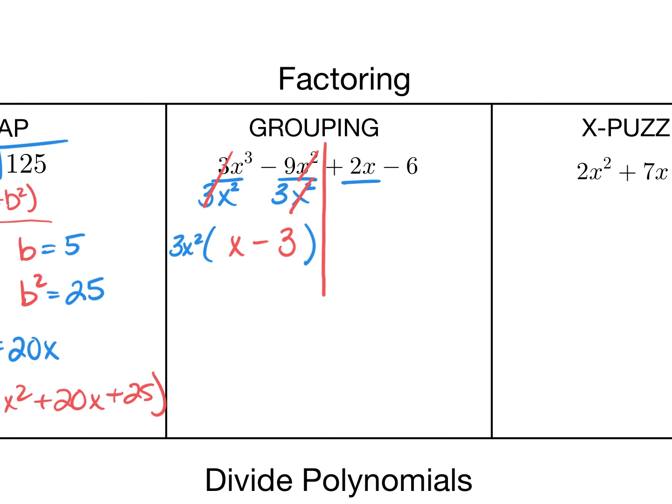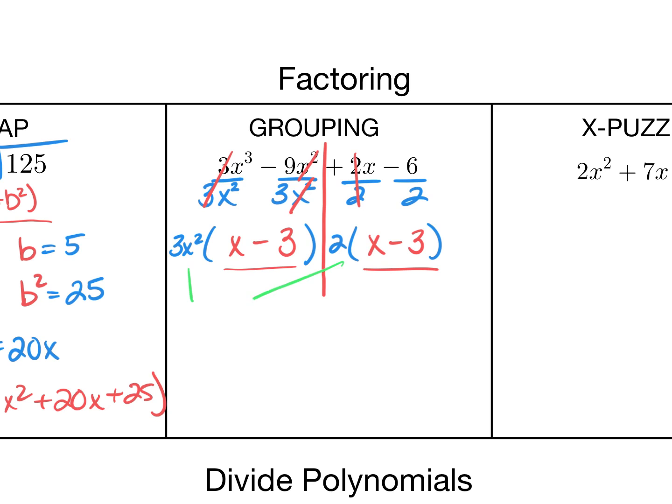All right, going on to the next side. They don't both have x, so I can't take out an x, but they do both have a 2, so let's divide both of them by 2. The 2's cancel out, and I'm left with the x in the first term, and then I have 6 divided by 2, which is 3. Now looking at the parentheses, they both match, which is exactly what I want.